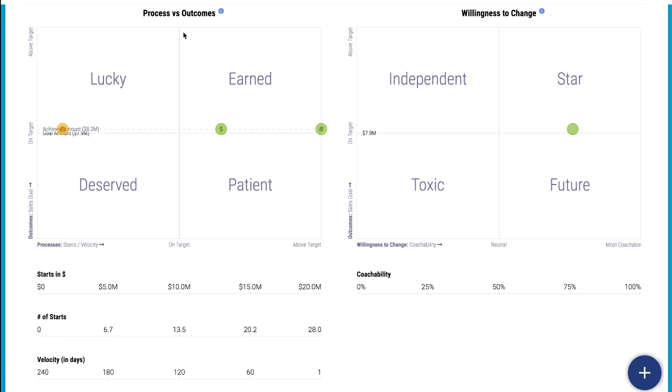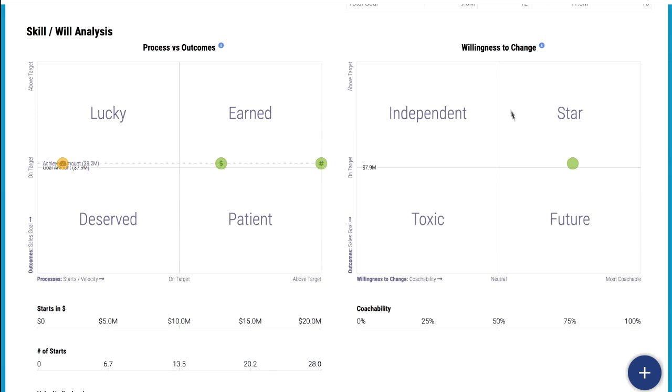So if your process is good, you will find yourself on the right side of the quadrants. If your process needs improvement, you will find yourself on the left side of the quadrant. If you are over your outcomes, you will find yourself over the horizontal line. If you are under outcomes, you will find yourself under the horizontal line.